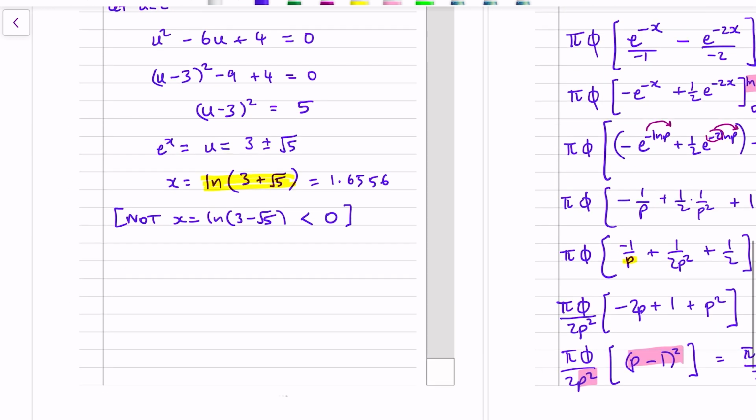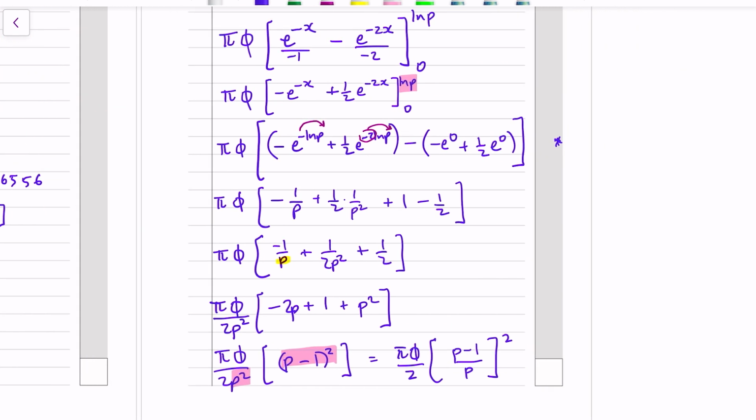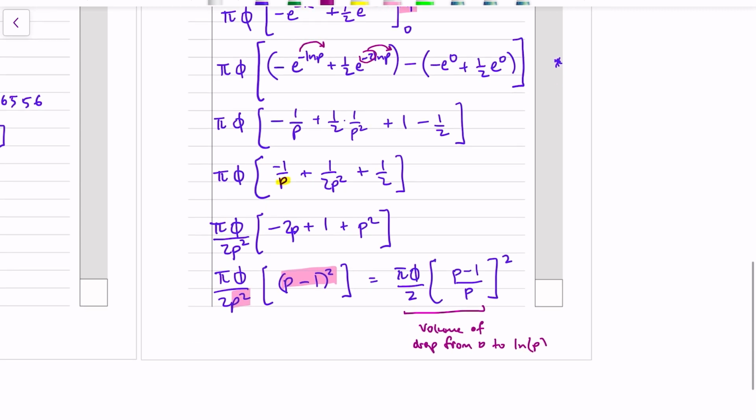And if you think about this expression here, this is the volume of the drop from 0 to ln p. If p tends to infinity, ln p tends to infinity, so that's an infinite tail. So we want the limit as p tends to infinity of the volume expression.